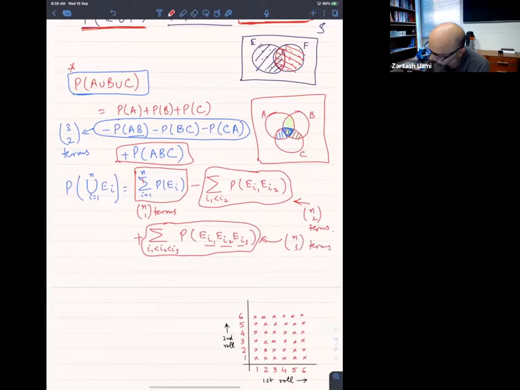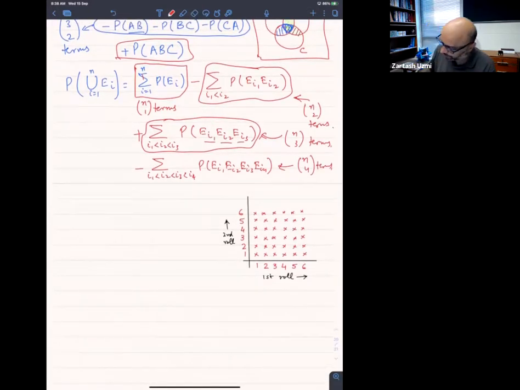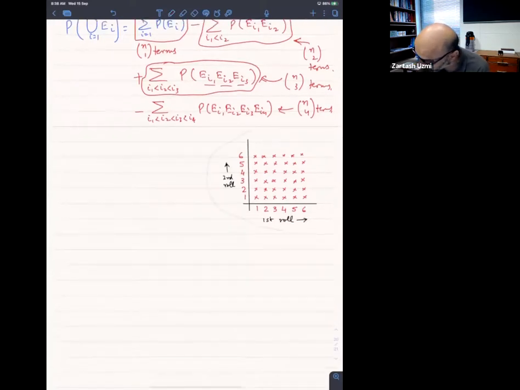ठीक है, जब आप ये वापस ऐड बैक करेंगे तो फिर थोड़ी सी ओवर काउंटिंग हो जाएगी, फिर उसमें से 4 को आपको सब्ट्रैक्ट करना पड़ेगा. i1 less than i2 less than i3 less than i4 probability of E_i1 E_i2 E_i3 E_i4. How many terms here? There would be n choose 4 terms. ठीक है, और फिर उसके बाद 5 को ऐड बैक करना पड़ेगा, 6 को सब्ट्रैक्ट, और सो ऑन और सो फोर्थ. ये इसी तरह सिलसिला चलता जाएगा n तक.